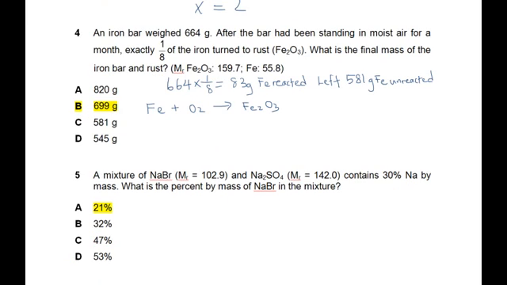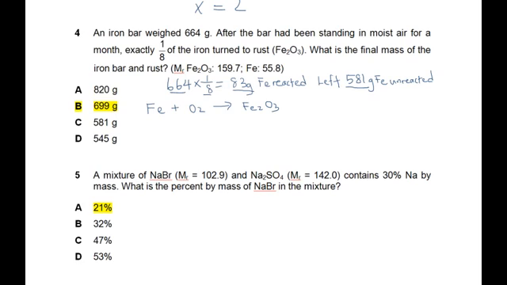We have an iron bar weighing 664 grams. After 1/8 of the iron turned to rust, which is Fe2O3, we are asked to determine the final mass of iron bar left and the mass of rust that was formed. Originally we have 664 grams. If exactly 1/8 reacted, we would have 83 grams of iron that reacted. We take 664 minus 83, and we are left with 581 grams of iron.